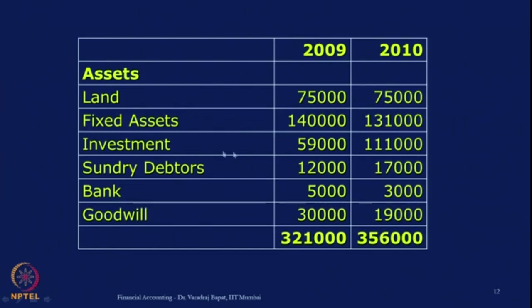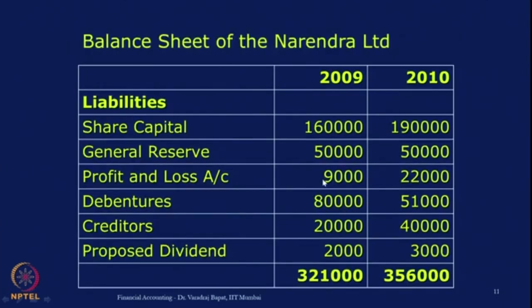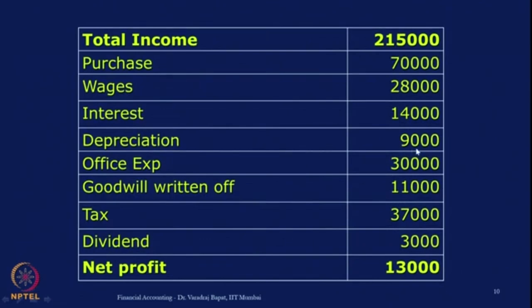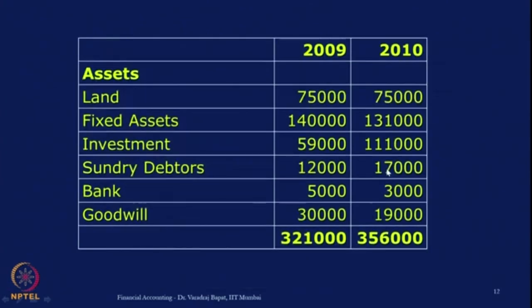Fixed assets: there is a fall in fixed assets from 140 to 191. So, what has happened? There could be a sale, but it can be wrong also, because please look, there is a depreciation. So, depreciation of 9000, it matches here.